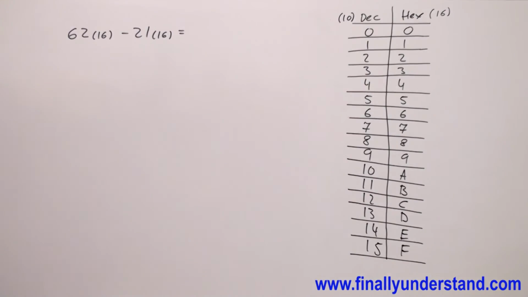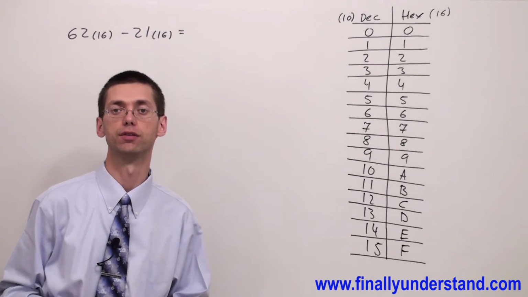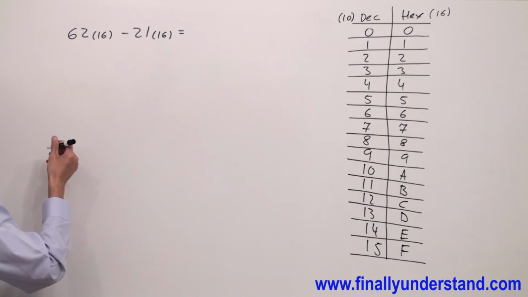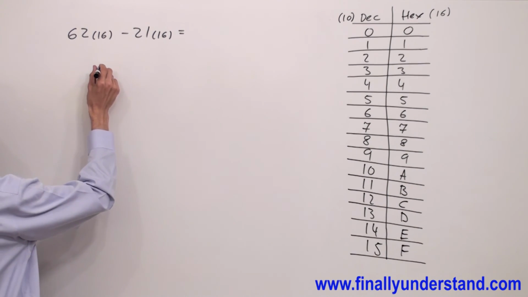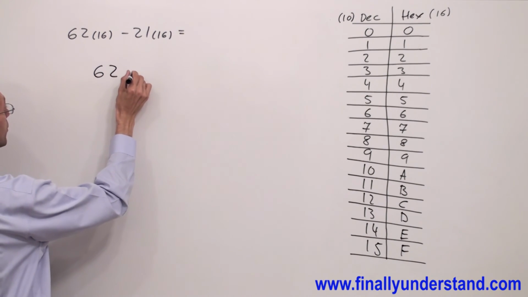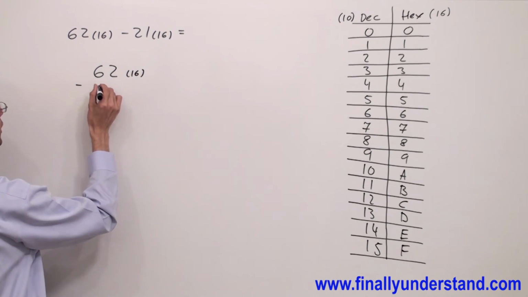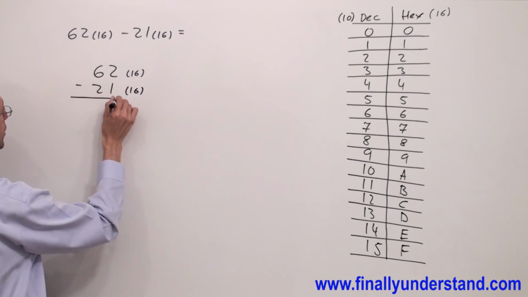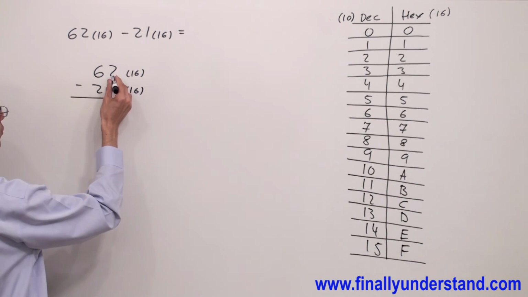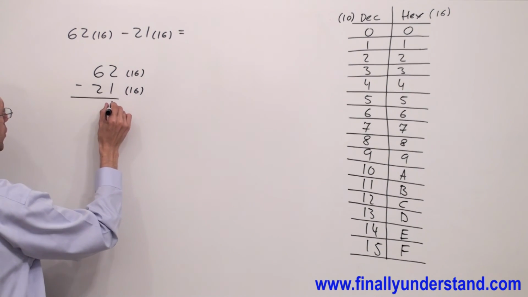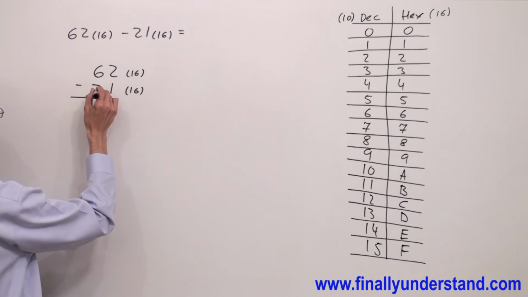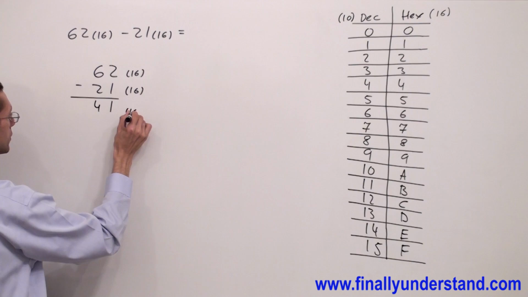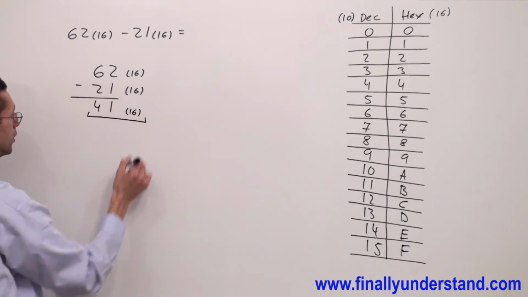This time we're supposed to perform the subtraction of hexadecimal numbers. Let's take a look at what we're supposed to do. We have 62 base 16 minus 21 base 16. This problem is very simple. We simply subtract: 2 minus 1 is equal to 1, and 6 minus 2 is equal to 4 base 16. So this is the solution to my problem.